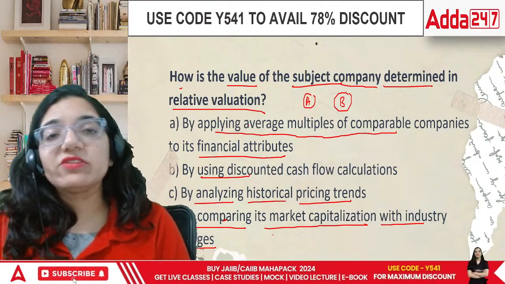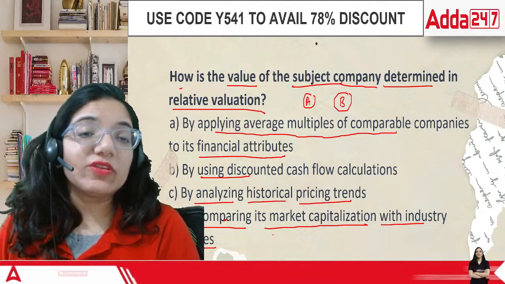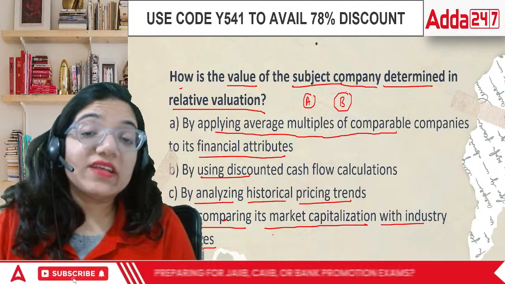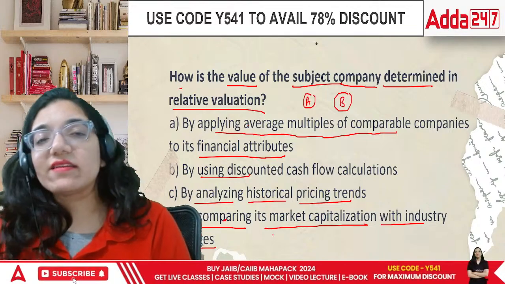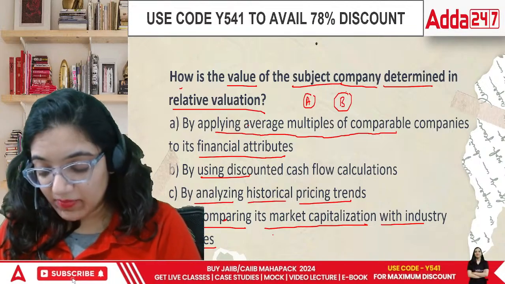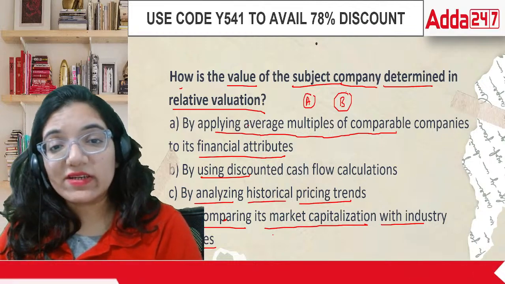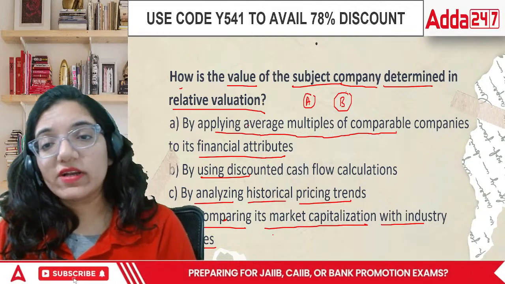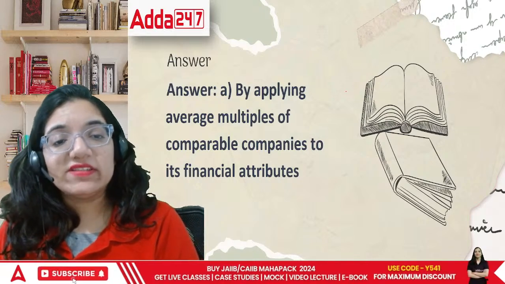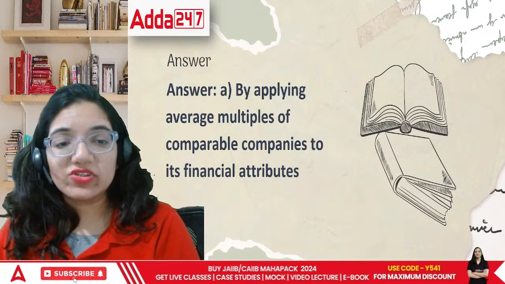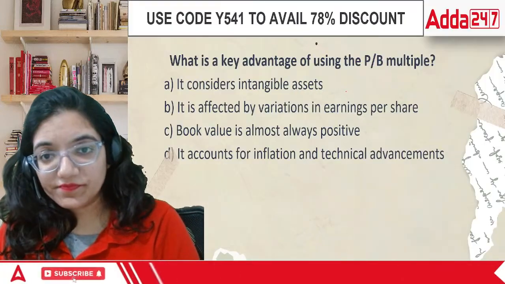Why? Coke and Pepsi are both old companies, and at the same time both the companies are into beverages. That makes them comparable. So in this case we cannot have identical companies because no companies are the same. But yes, in this case, what we have is applying average multiples of comparable companies to its financial attributes.